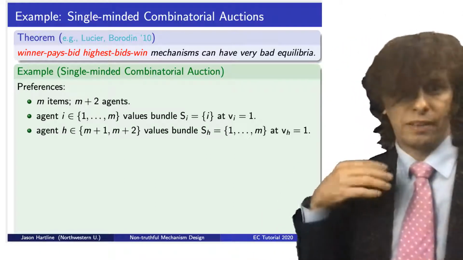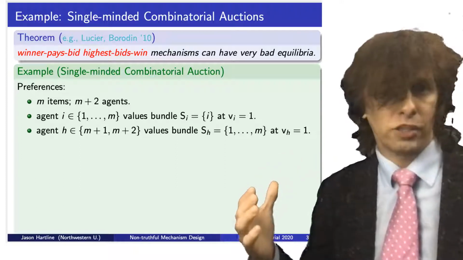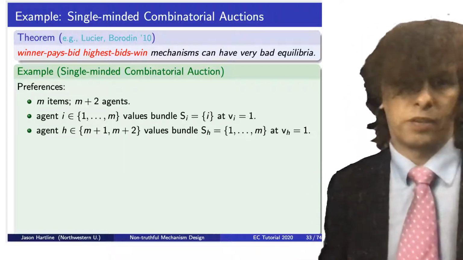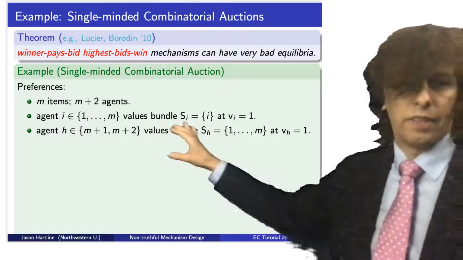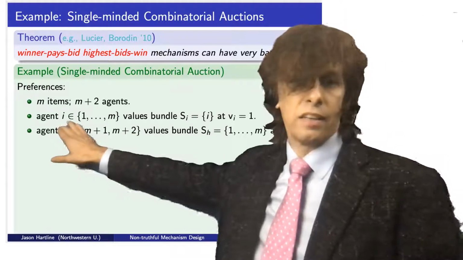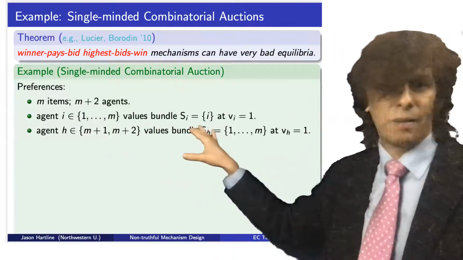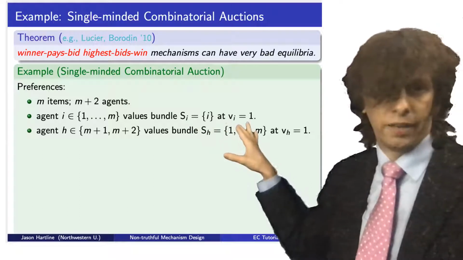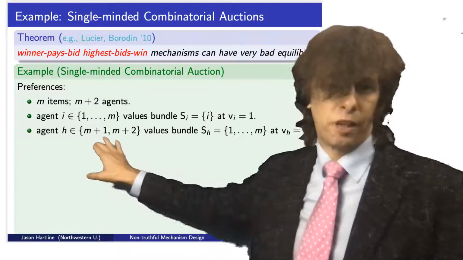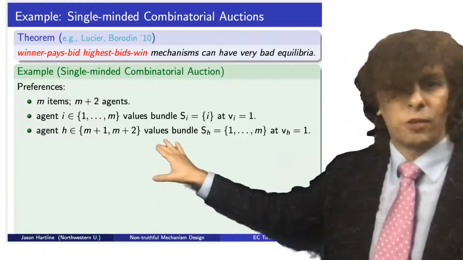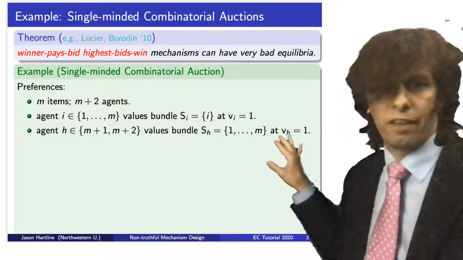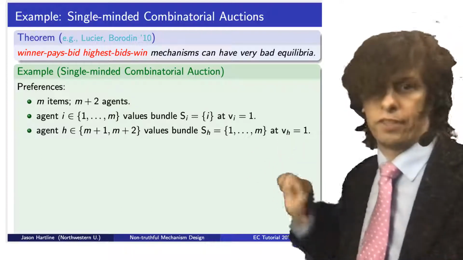Okay, so I want to give you a scenario of a single-minded combinatorial auction where we'll show that the conversion ratio is bad and also the equilibria is bad. Okay, so in this example, we'll have m items for sale. We'll have m plus 2 agents. Agent i is going to value getting item i and have value 1 for item i. Agent h, for h in m plus 1 or m plus 2, so they'll have 2 agents who value the grand bundle of items, meaning they want to buy all of the items. Okay, and these 2 agents have value 1 for this grand bundle.